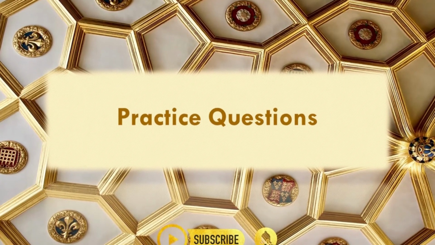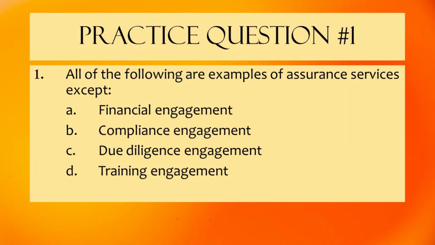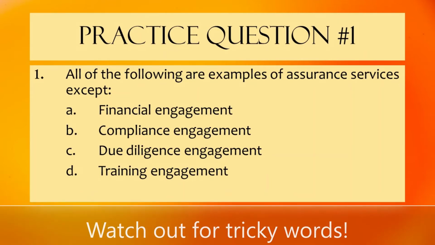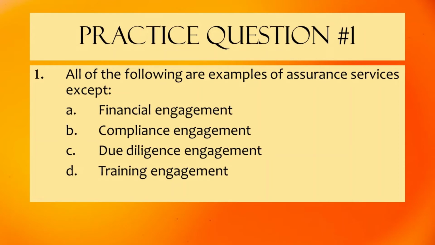Let's answer a few practice questions. Number 1, all of the following are examples of assurance services except A, financial engagement, B, compliance engagement, C, due diligence engagement, D, training engagement. Now, there are some tricky words here. We have except. So watch out for those words when you're answering your questions on the exam.